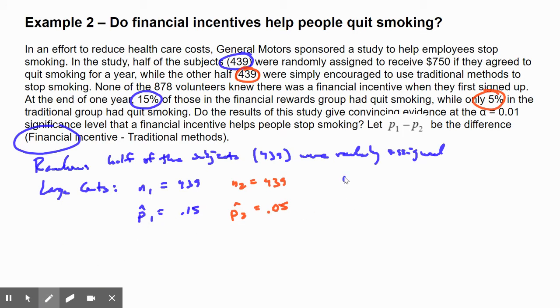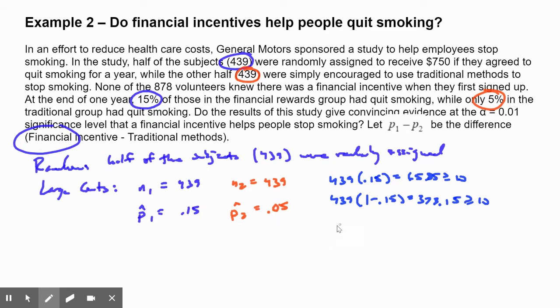Okay, so to test your conditions, n1 times p hat 1, 439 times 0.15 equals, when I just do that, 65.85. That's greater than or equal to 10. And then I do 439 times 1 minus 0.15, and that is 373.17. That's also greater than or equal to 10.